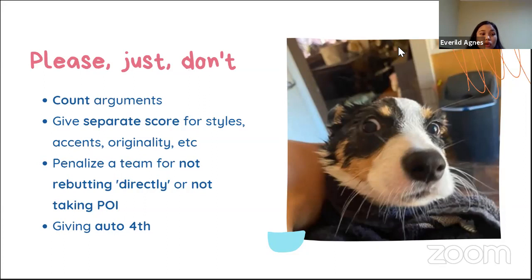You need to see whether or not the arguments really have a true way in the debate and to the motion itself. Second, you do not give a separate score for styles, accents, or originality. We might see in World Schools, or in other competitions and other forms of debate, they judge based on matter, manner, and speaking style. We do not do that in BP.